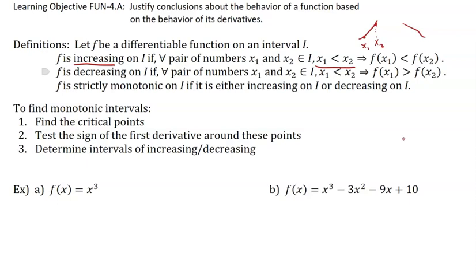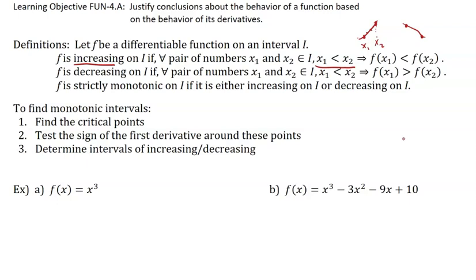So over this interval, for any two points that I pick, no matter how close or how far away they are, if the point on the left is less than the point on the right, then the function is increasing over that interval. Likewise, the function is decreasing if for every pair of numbers, the one on the left is higher than the one on the right. What's important here is that increasing and decreasing is defined by the relationship between a point and the points on either side of it.